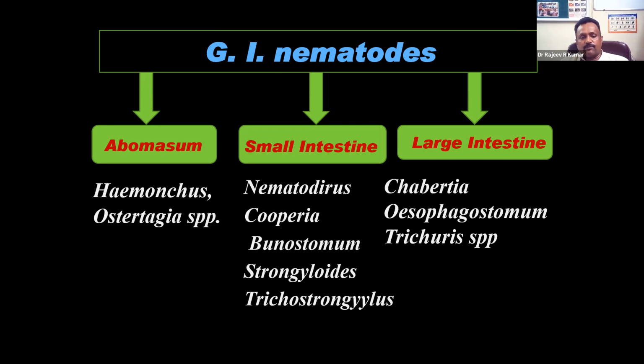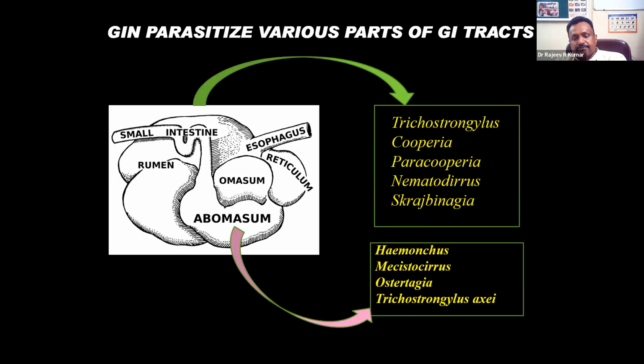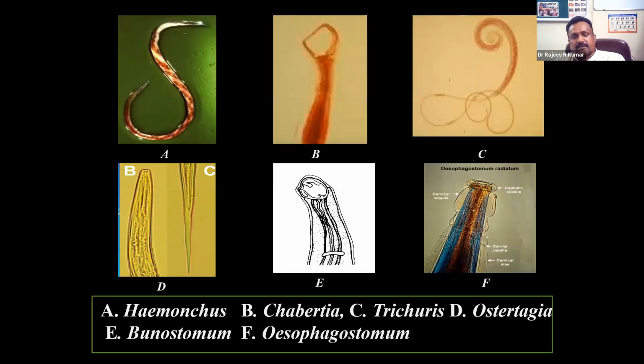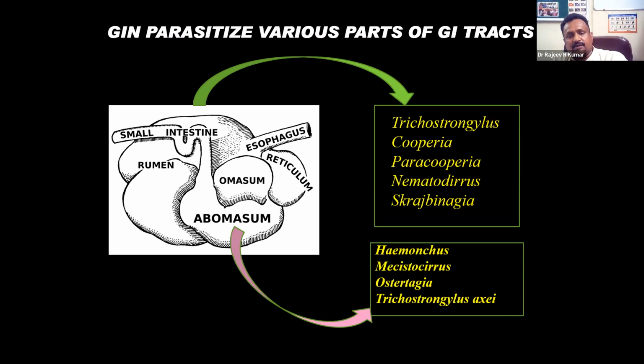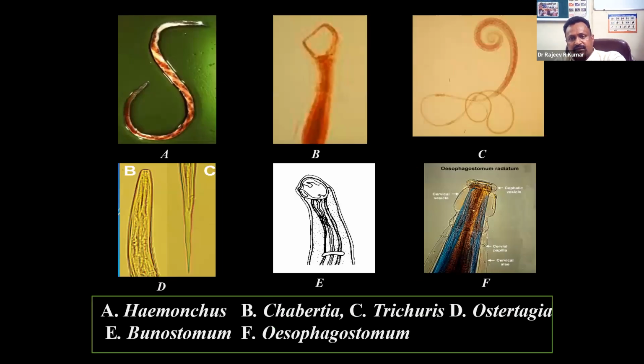There are different types of parasites causing harmful effects on the host in different manners. Some parasites are found in the small intestine, some in the large intestine, and some in the abomasum. This is part of the gastrointestinal tract. These are photographs of some commonly found parasites. This is Haemonchus contortus. This is Chabertia. This is Trichuris. This one is Ostertagia. This one is Bunostomum, and this one is Oesophagostomum. All are important, common parasites parasitizing goats in different regions.